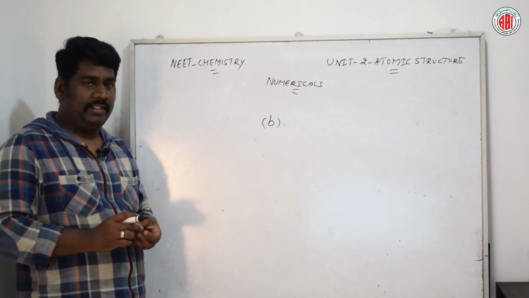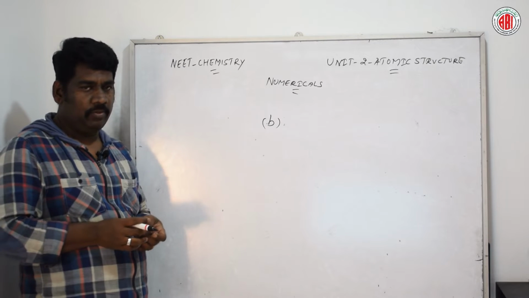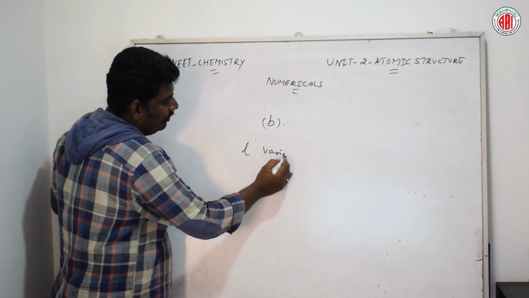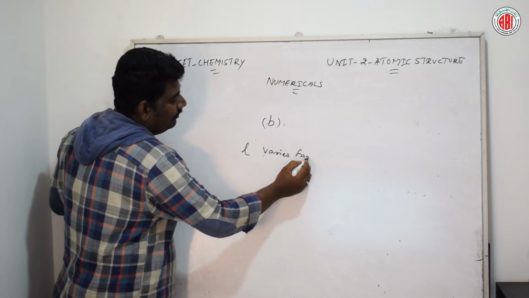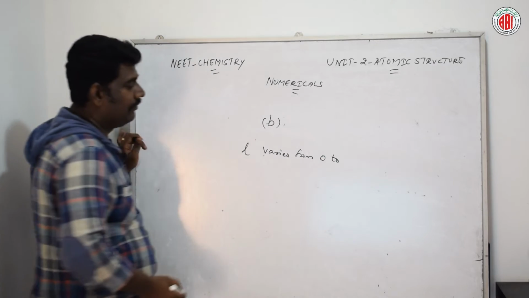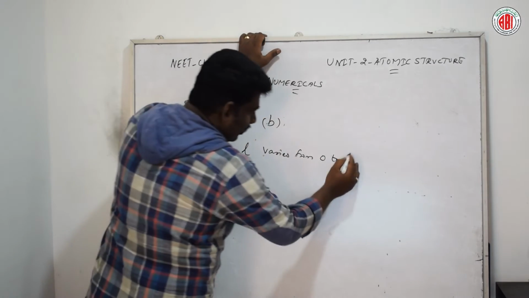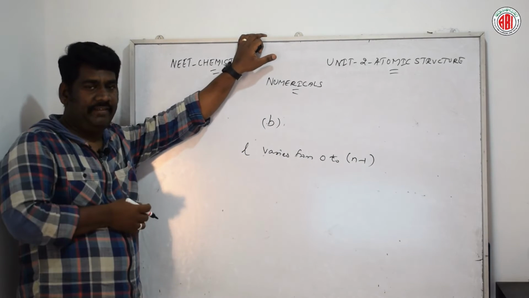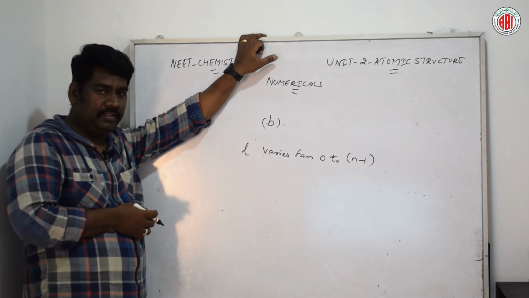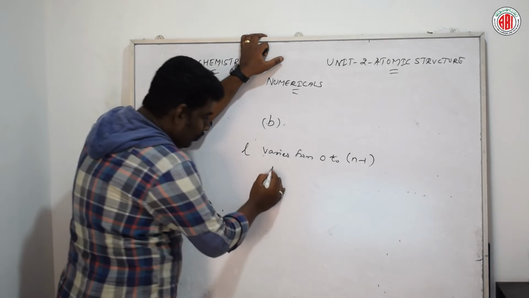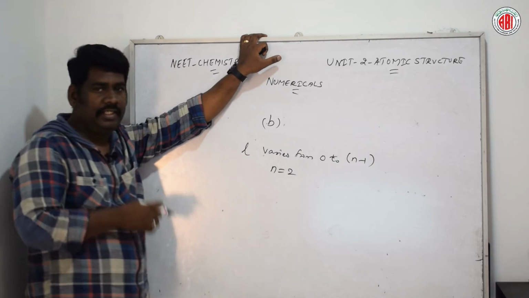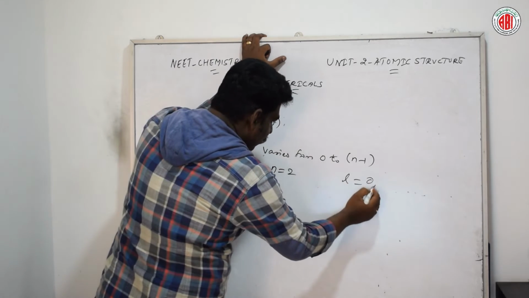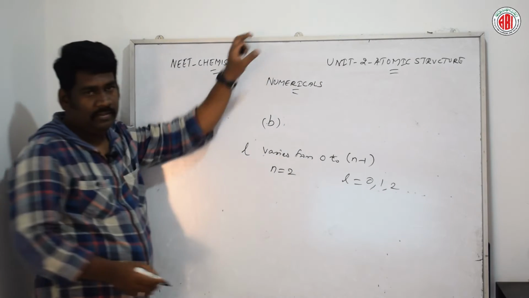So here you see the L value varies from 0 to n minus 1. So L value is varying from 0 to n minus 1. Therefore, n is equal to 2, and L can have the values 0, 1, 2.